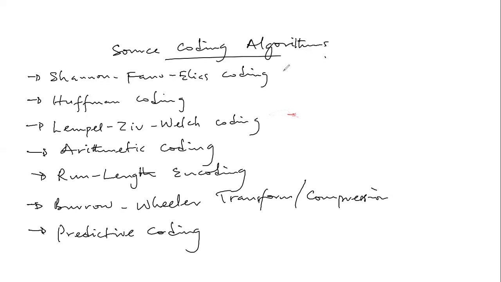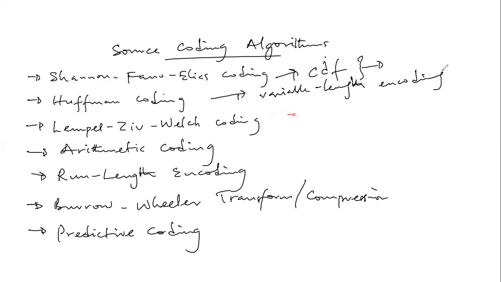Just to run through them before we look at one or two examples: the Shannon-Fano-Elias coding algorithm utilizes the cumulative distribution function to allot code words, and it's usually not optimal. So it's not an optimal source coding algorithm. The Huffman coding algorithm is a variable length encoding algorithm that assigns shorter codes to more frequent symbols and longer codes to less frequent symbols. We are going to see how that works.